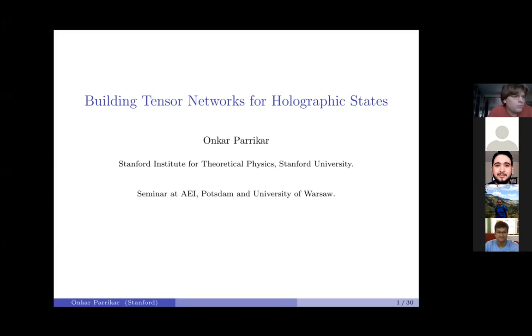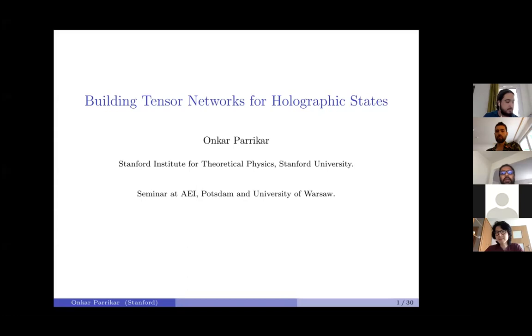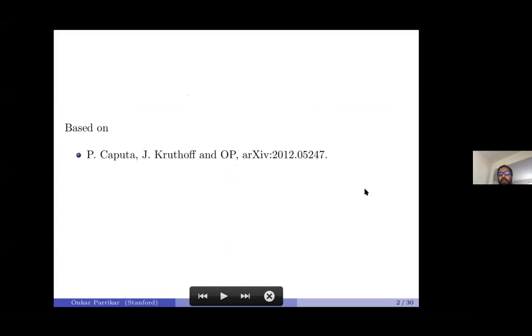So today I wanted to tell you about this paper that came out on the arXiv a few months back with Pavel Sapuda and Yared Krutov, which is about trying to give a somewhat more precise construction for tensor networks in holographic states. So let me begin with some background.